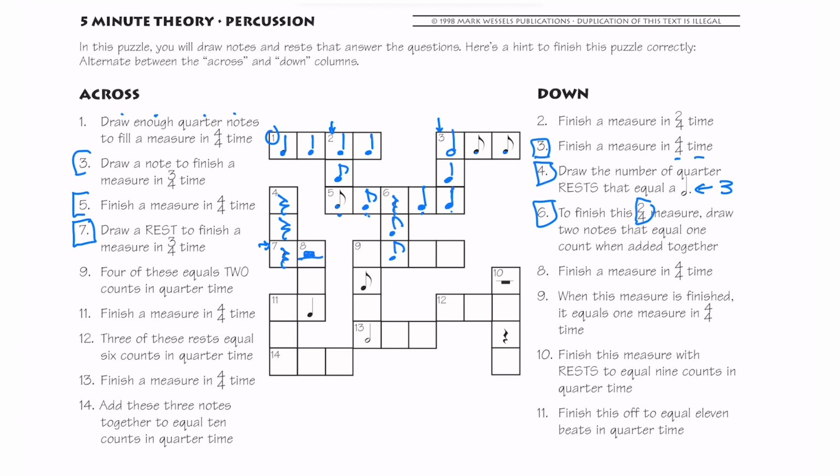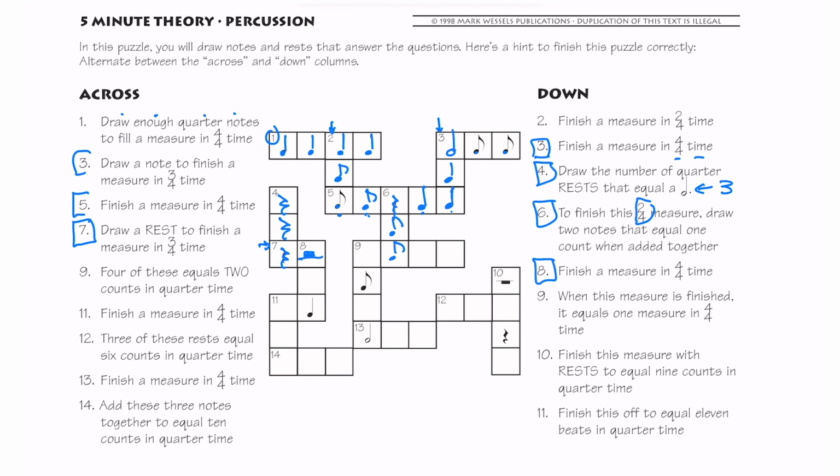Yeah? This is not easy for those who are not really thinking hard. All right, number 9 across. Now let's go to 8 down. 8 down: finish a measure in 4/4 time.